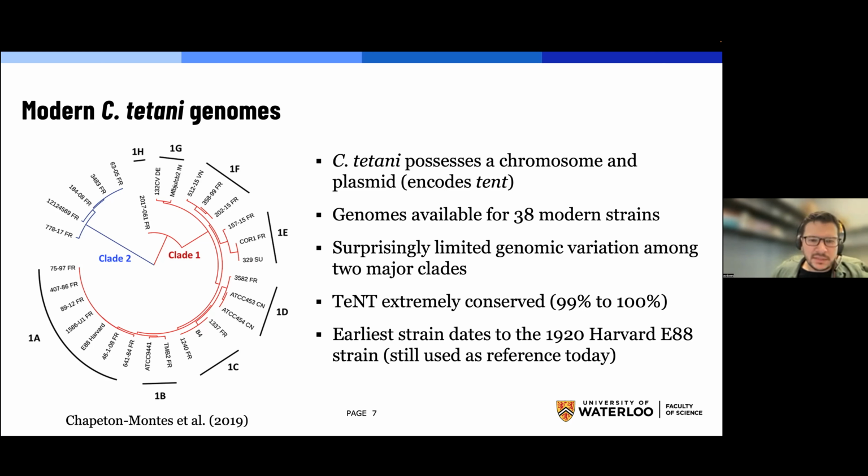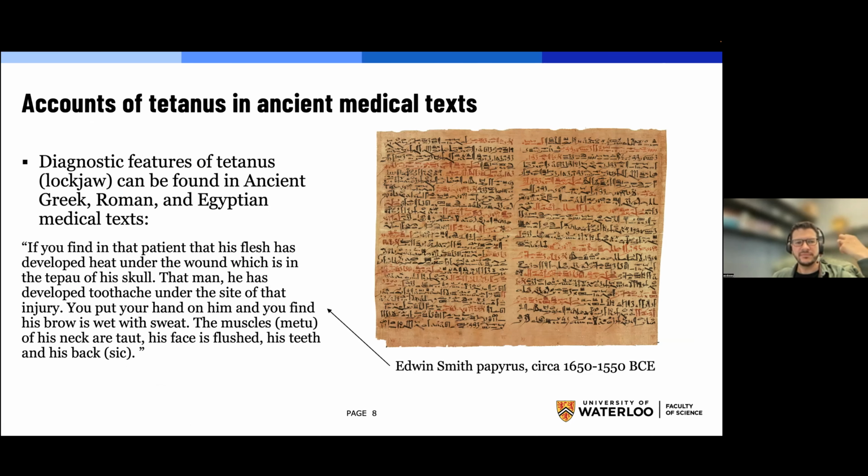The earliest strain actually dates back to 1920 or so. This is known as the Harvard E88 strain, and this is actually still used as the reference genome, or the reference strain, for C. tetani today. Now, despite that, there are written accounts of tetanus disease, or at least tetanus-like symptoms, that date back to ancient times.